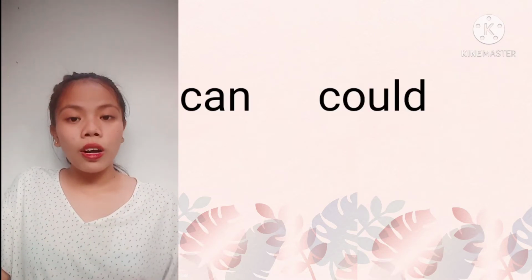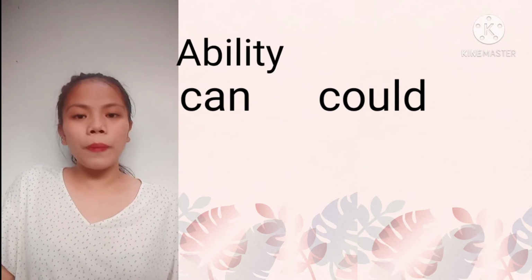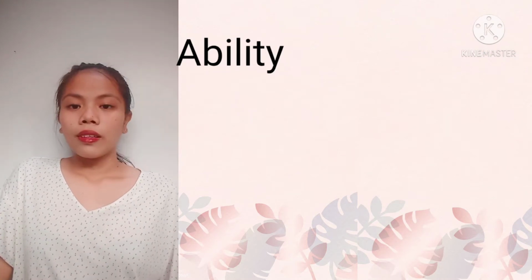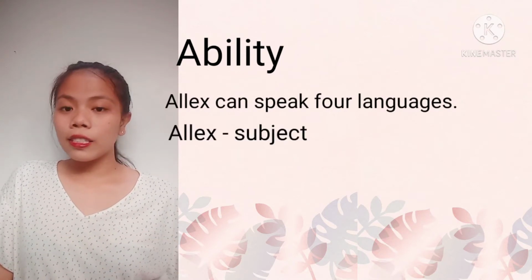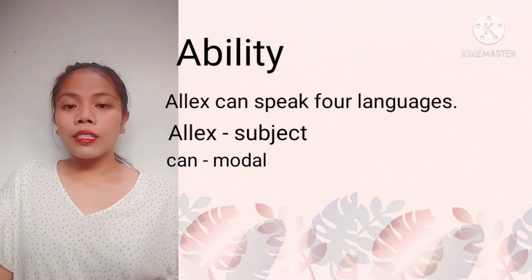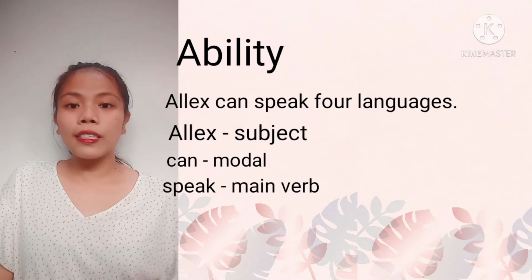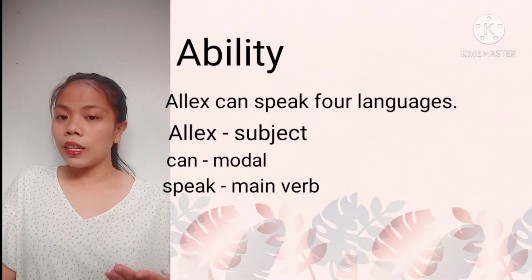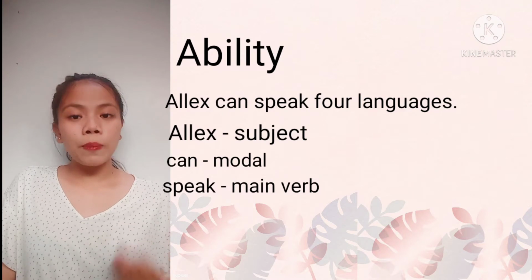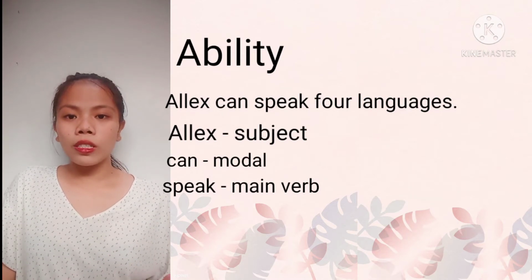These words are used in English to express something. They have their own purpose that today we will try to understand. Can and could are used to show an ability of a person. For example, Alex can speak 4 languages. Alex is the subject, can is the modal, and speak is the main verb. In this sentence, it showed an ability of Alex, who can speak more than 1 language, which is 4.